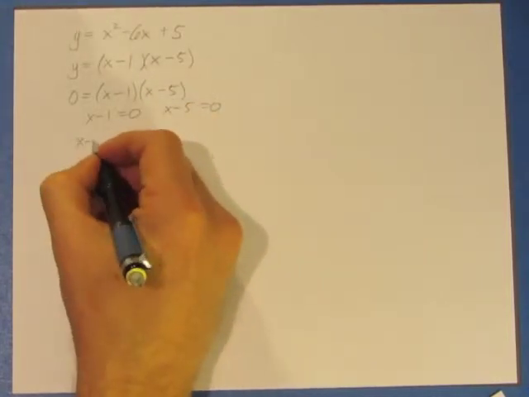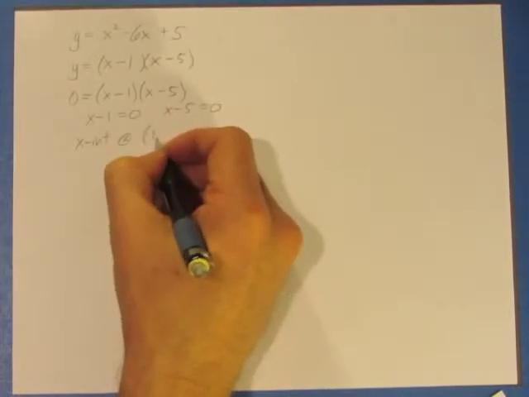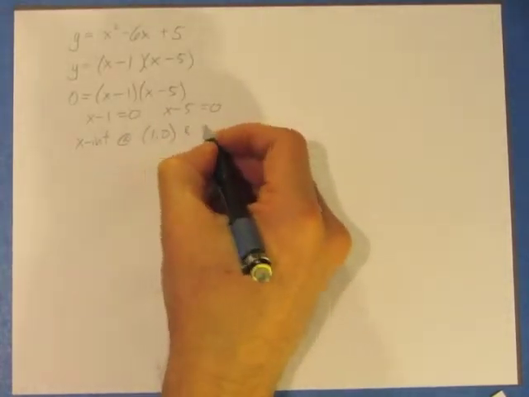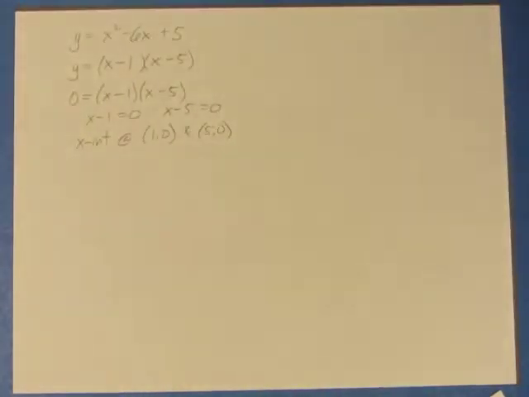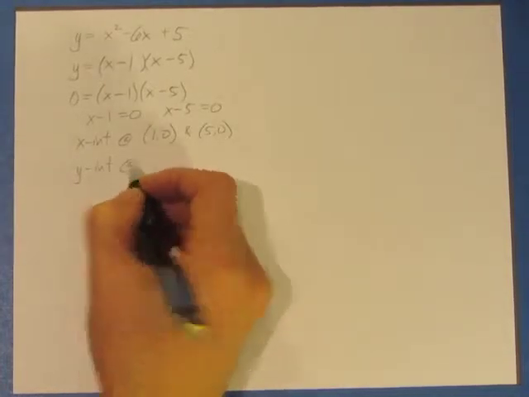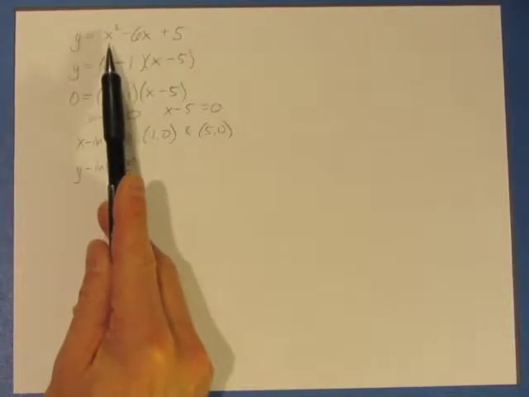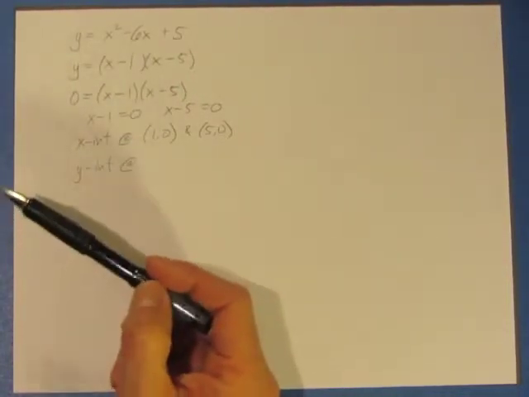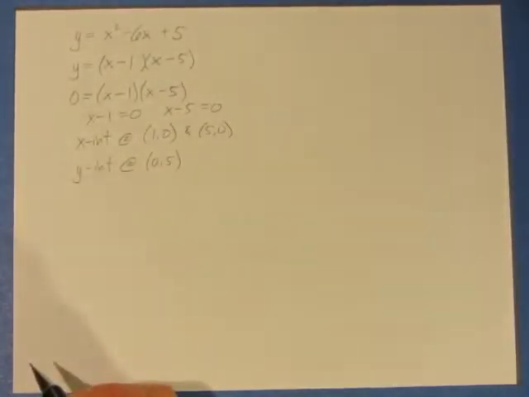Let's go ahead and write down our x-intercepts. Our x-intercepts are going to be at (1, 0) and (5, 0). Remember, x-intercepts are a point, so you should actually have the x and y coordinates. Another point that's going to be helpful for us is the y-intercept. The y-intercept is going to be at the point where x equals 0. So if you go up to your original one here, if you set x equal to 0, then all you'll have left is 5. So the y-intercept is at (0, 5).